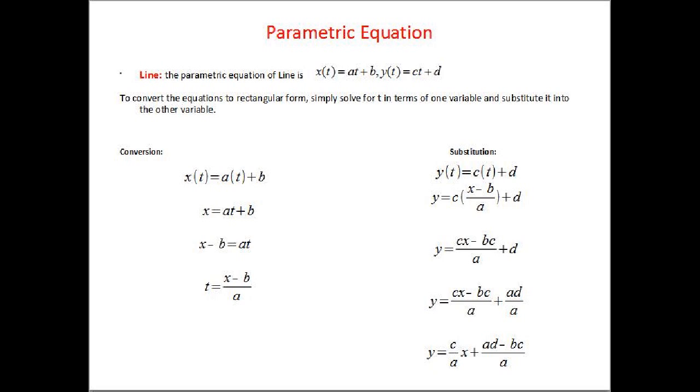And that follows the formula of a line, which is y equals mx plus b. c over a is the slope, x is the independent variable, and ad minus bc over a is the y-intercept.